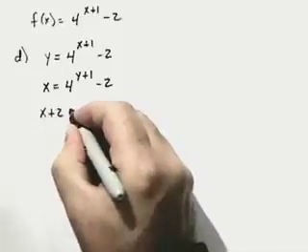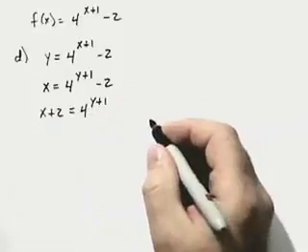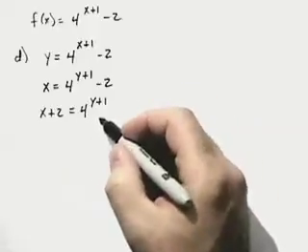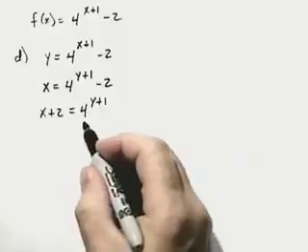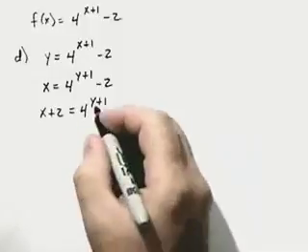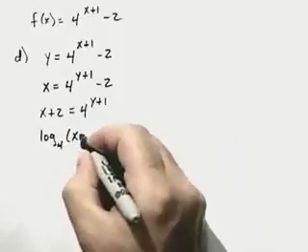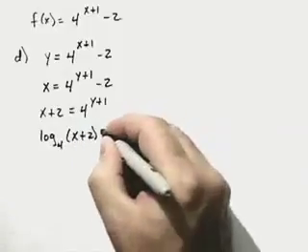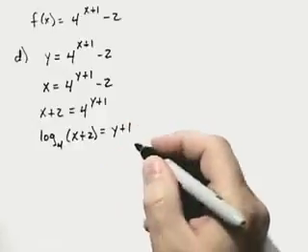So we'll have x plus 2 equals 4 to the y plus 1. Now here we're going to change form. Right now we have the exponential form. We're going to change to the logarithmic form of the equation. This will be log base 4 of x plus 2 is equal to y plus 1.